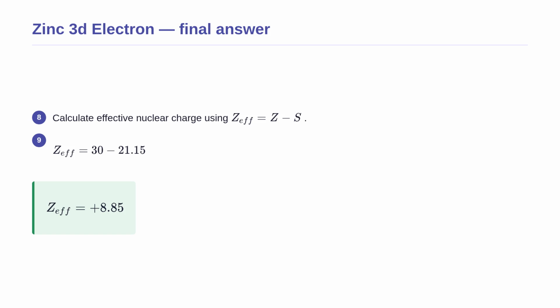Finally, we subtract this new shielding constant from the atomic number 30. 30 minus 21.15 gives an effective nuclear charge of plus 8.85. Notice that this is significantly higher than the plus 4.35 we calculated for the 4s electron. The nucleus pulls on the 3d electrons more than twice as strongly as it pulls on the 4s electrons. This perfectly explains why transition metals like zinc lose their outer s electrons before their inner d electrons.